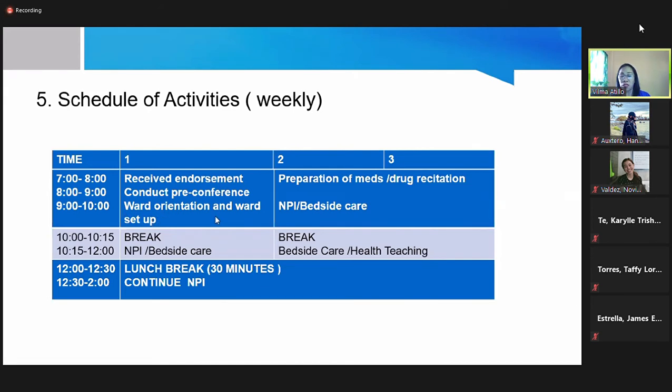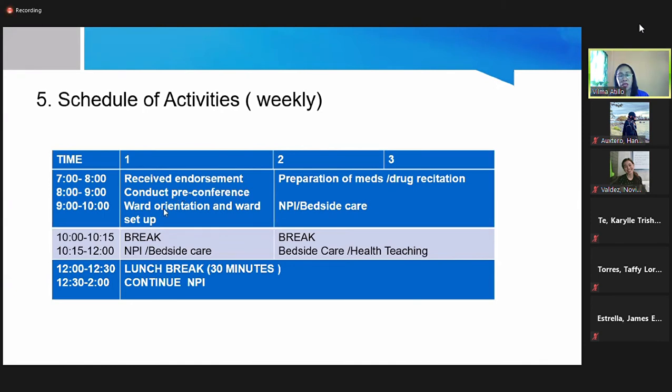This is on the first day of duty to know the location of the setup. Kung saan mo makita yung mga basurahan, saan mo makita yung hamper, where can you find the oxygen tank, where can you find the linens, and so on. Okay? So, that's it.